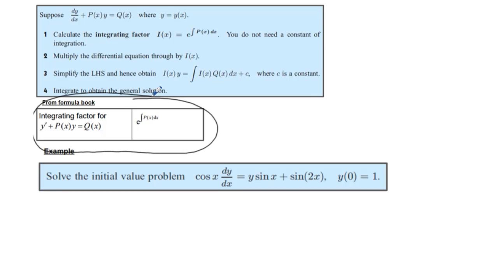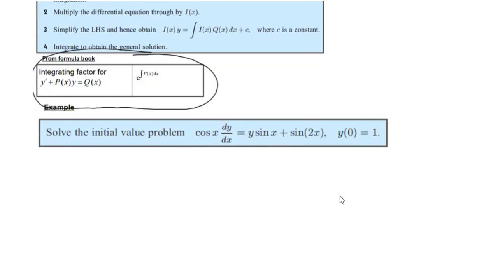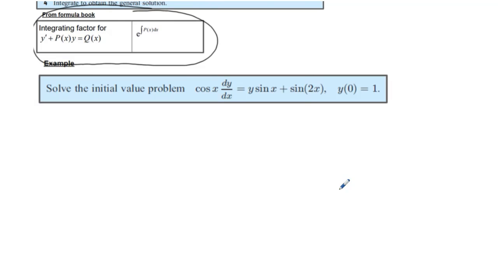So the question says, solve the initial value problem, cos x dy by dx equals y sine x plus sine of 2x, and the initial value is y of 0 equals 1. So that means when x equals 0, y is 1. So that is a point on the curve. When it says solve, it means give a function of y in terms of x. It doesn't necessarily have to be y and x, but you're going from a differential equation to an actual equation with y as the subject.